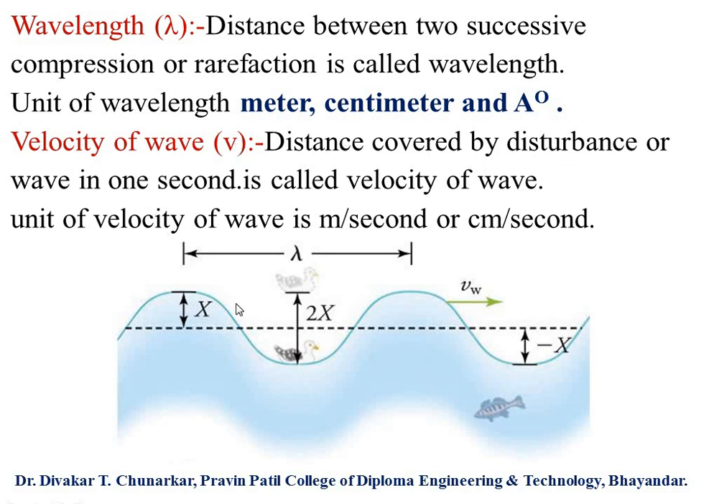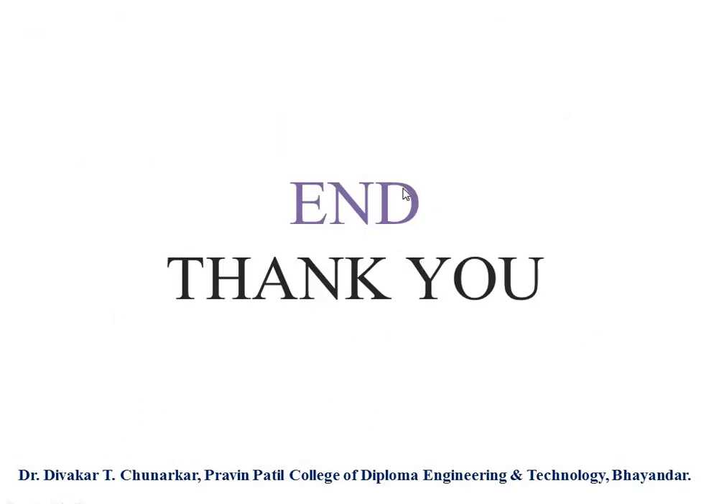The distance covered by the disturbance or wave in 1 second is called velocity. Suppose this wave goes from this point to this point; this is the distance covered by the disturbance in 1 second, and this distance covered in 1 second is called velocity. Therefore velocity, time, frequency, wavelength, oscillatory motion are important definitions.